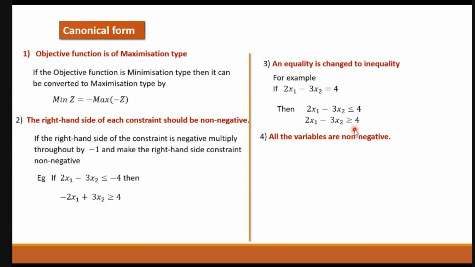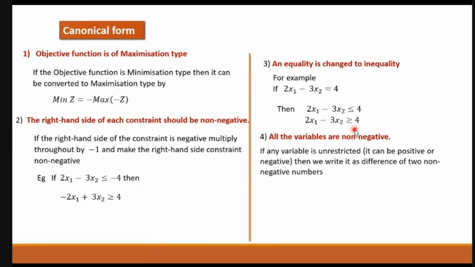Whatever variables we have in the LPP, all the variables should be non-negative, or I can say that all the variables are greater than or equal to 0. Suppose you have one variable negative. Okay, we say that it is unrestricted. Unrestricted means it can be anything, positive or negative. Then what we do is, now for example, suppose you have -5.